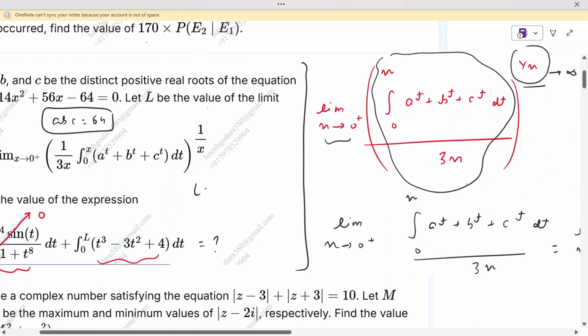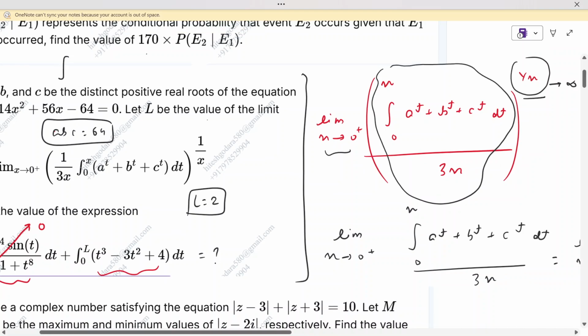So L will come out to what? Now the limit is 2, so you have to integrate this simple integration from 0 to 2. This is not a difficult question. It just looks difficult, right? So this also contributes to the papers.